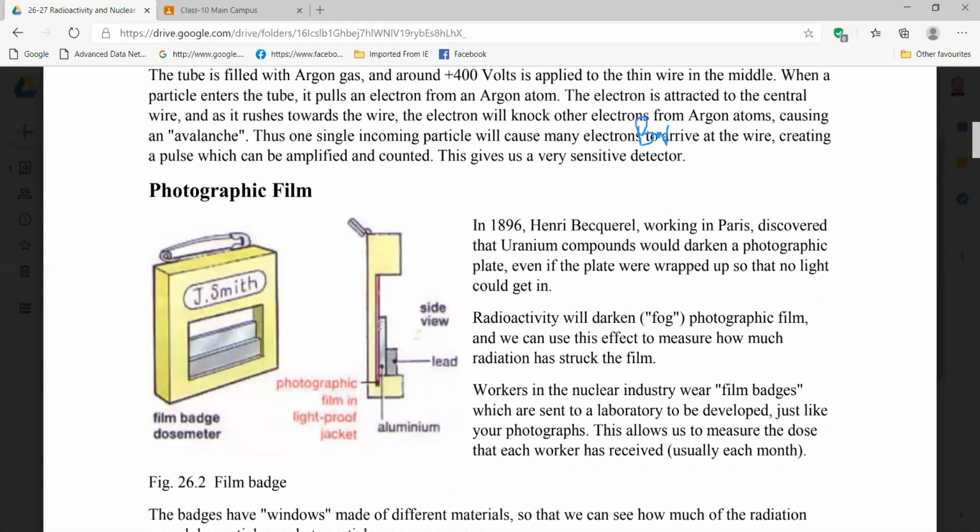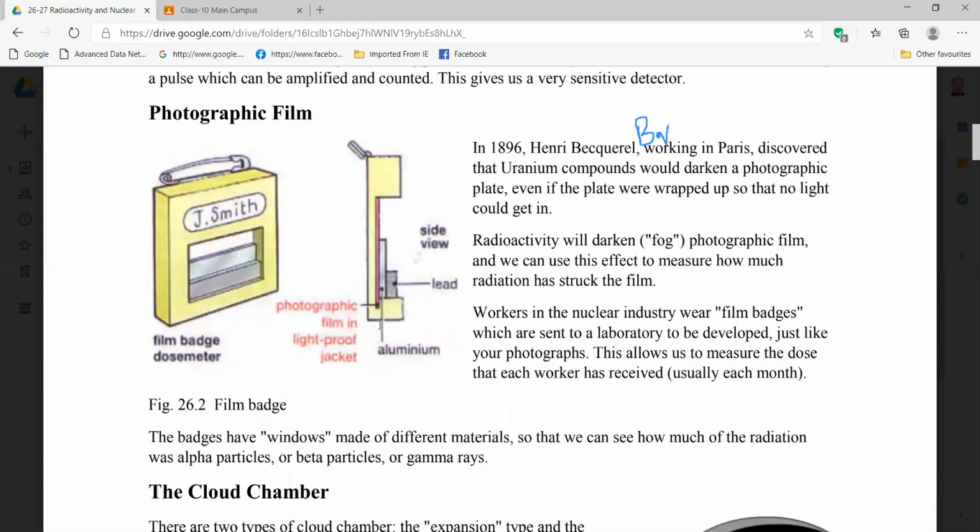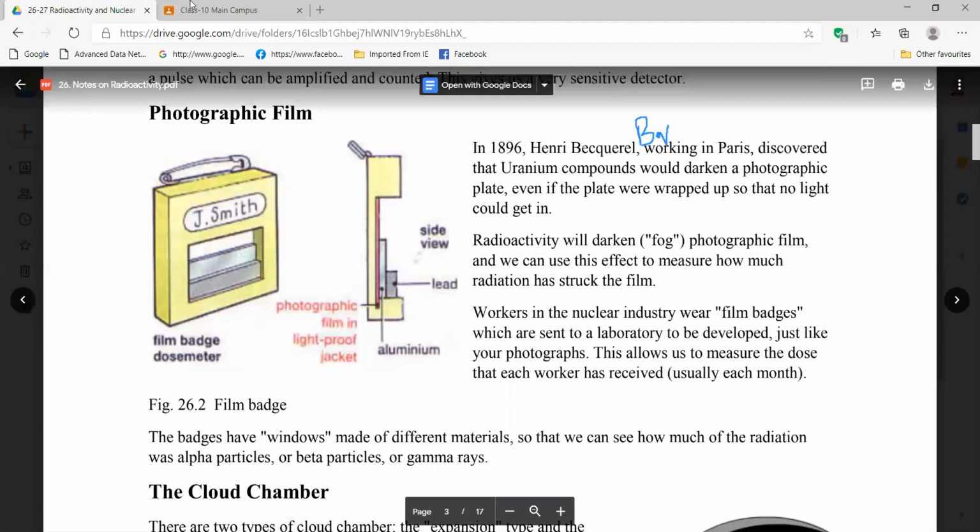Yes, sir. Then we are having another detector other than what we just did. Which one did we do just now? The Geiger-Muller tube detector. Excellent. Okay, I'm just revising so that you can have it in your mind. Now we are getting another one, photographic film.